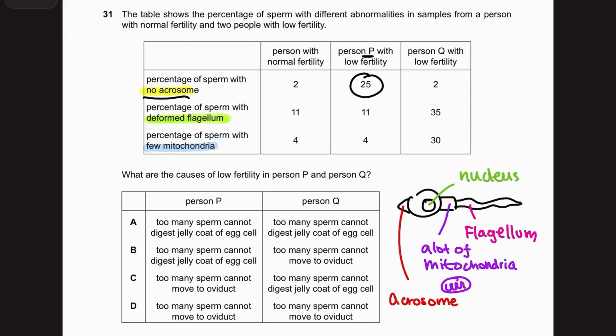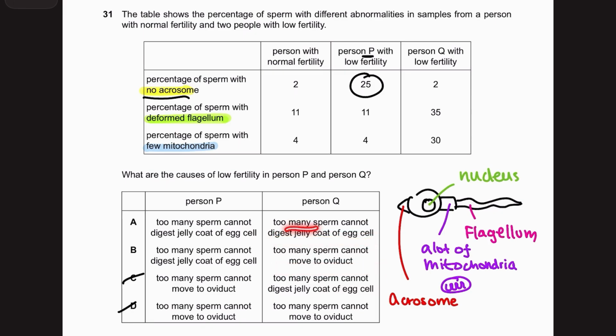Yes, that's exactly what no acrosome is going to do to you, right? So therefore, it's got to be A or B. Get it? Because only A or B is talking about the jelly coat of the egg cell. So I can already eliminate C and D. That's so easy. Okay, and then let's try to explain Q now. What is the problem with Q, right? So for person Q here, 2 and 2 is the same as a normal person. So therefore, it's not the acrosome issue. Acrosome is not the issue here. It's got 35% in Q with a deformed flagellum. Oh dear, that's a problem, because if you have a deformed flagellum, you cannot swim. So which one here explains not being able to swim?